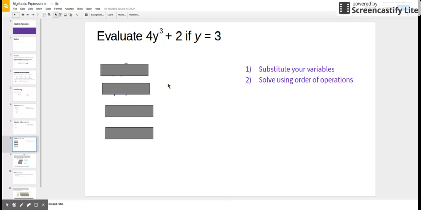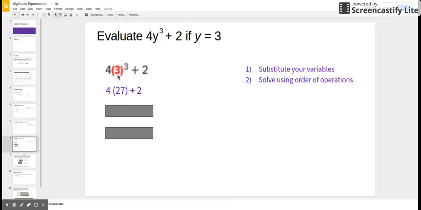Evaluate 4y to the third power plus 2 if y is equal to 3. Now notice this y is attached to this exponent, cubed. So the y is being raised to the power of 3, not the 4. So it's 4 parentheses 3, because now we're replacing y with 3. 4 parentheses 3 to the third power plus 2.